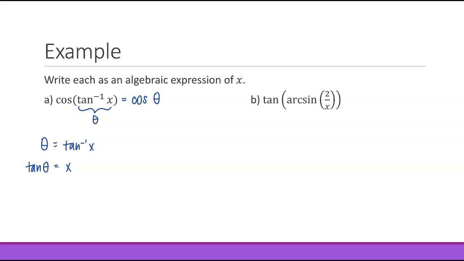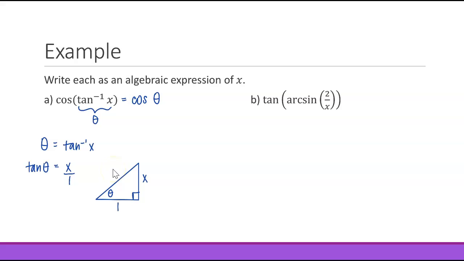Well, x is technically x over 1. So I do have a quotient over here. Tangent theta is equal to x over 1. And so I can build myself a triangle with the angle theta. So we're going to sketch my triangle, where here's my angle theta. Tangent is opposite x over adjacent 1. So opposite over adjacent. Now to find cosine of this angle theta, I need adjacent over hypotenuse.